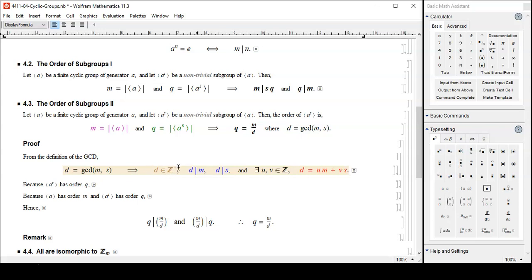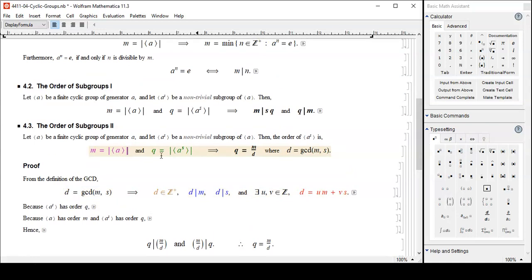There, I used non-negative integer or whole number W, not Z plus. Here I'm using Z plus. The reason is because we are considering non-trivial. M is positive, Q is positive, so GCD is not going to be 0. GCD of 0, 0 is 0, but that's not the case, so Z is positive. So strictly positive. So a little bit different from the definition of GCD that we considered in lesson 3. Common divisor, yeah, that's the same. And then linear combination, that's the same.